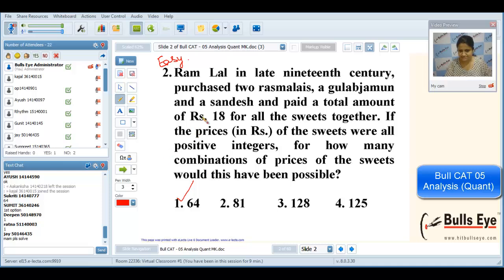Okay, Jay. See, the question says Ram Lal in late 19th century purchased 2 rasmalais, a gulab jamun and a sandesh and paid a total amount of rupees 18 for all the sweets together. Let rasmalai rate be x, gulab jamun rate be y and sandesh rate be z. So the equation will become 2x plus y plus z is equal to 18. We want to find all the possible solutions for this equation.